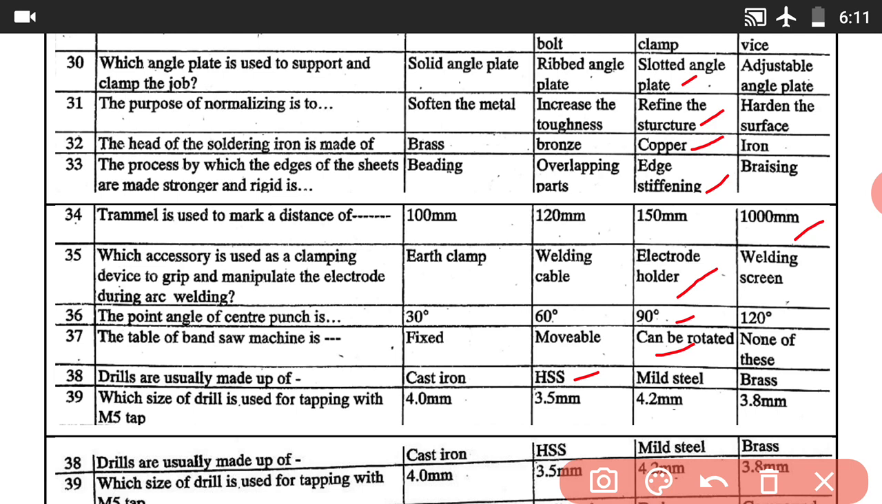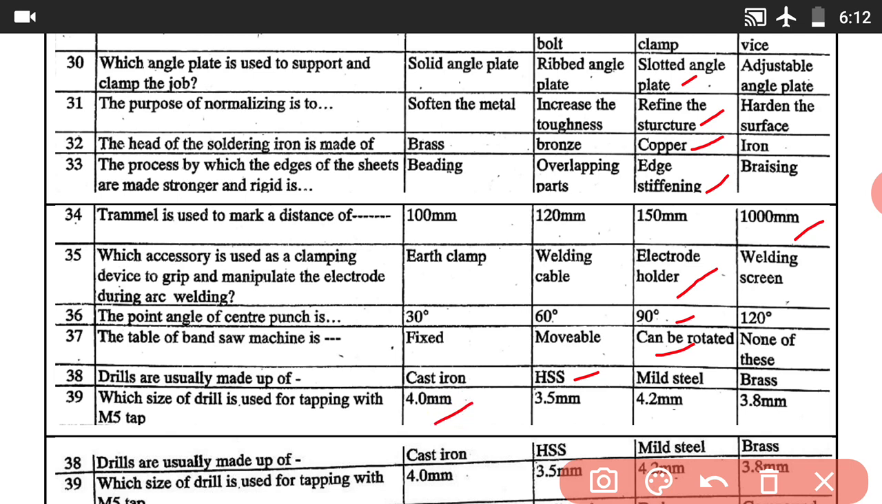Question number 39. Which size of drill is used for tapping with an M5 tap? The answer is 4 mm. Option A is the correct answer, 4 mm.